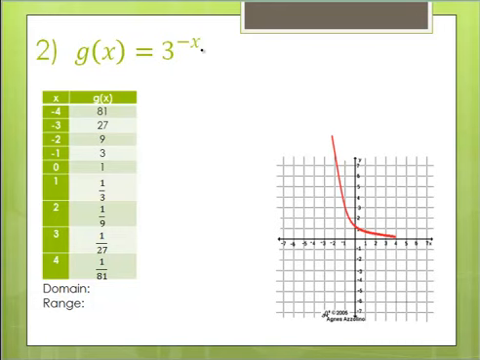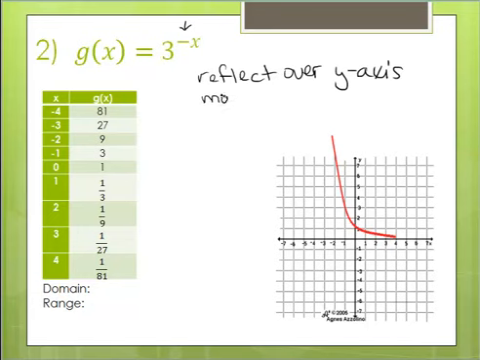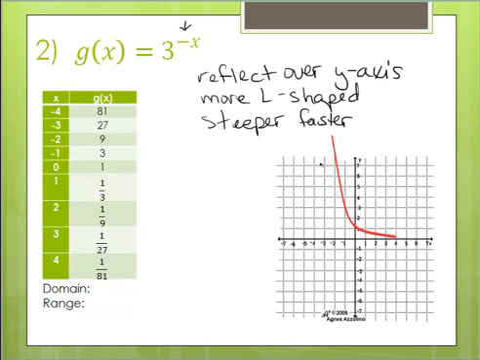Alright, so this time we do have the negative inside, which makes it reflect over the y-axis. But what does this 3 do? The 3 makes it more L-shaped and steeper faster. The domain is still everything. The range is still 0 to infinity.